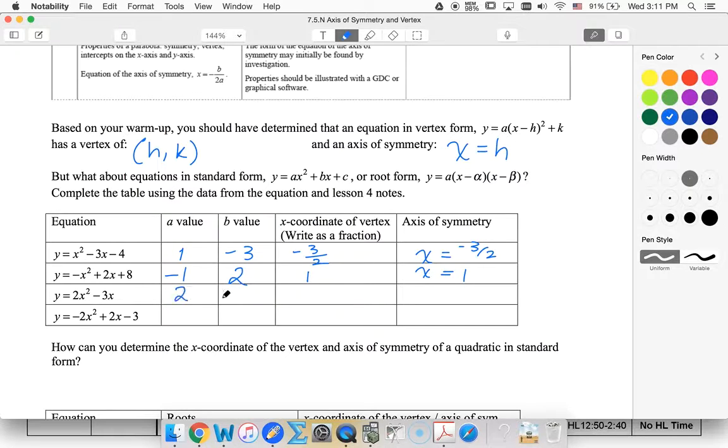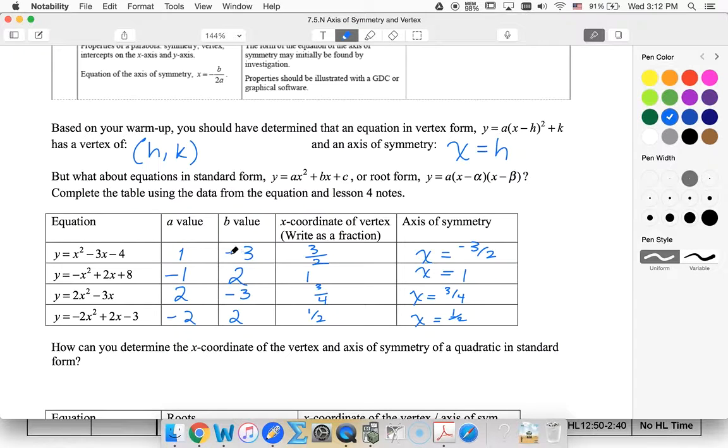Now I have an A is 2, my B is -3. I'm going to get +3/4. X is +3/4. Now I'm going to have -2, 2, and I'm going to get +1/2. So all of these numbers end up being, ooh, this one should be positive.